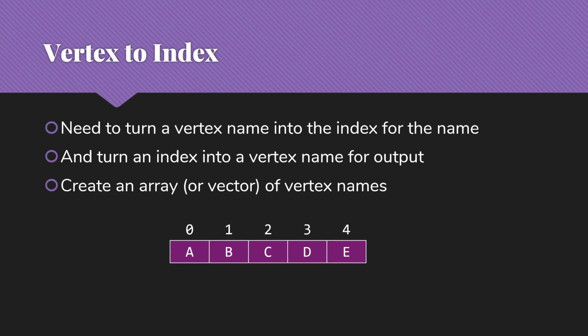For example, for the A, B, C, D, E graph, we might have an array that looks like this. So A is at index 0, B is at index 1, and so on. For the airport code graph, we might have this array. Chicago O'Hare is at 0, LaGuardia is at 1, LAX and DFW are at 3 and 4.